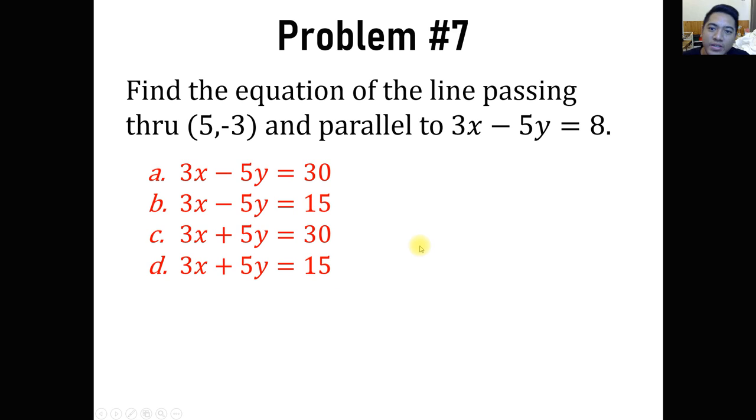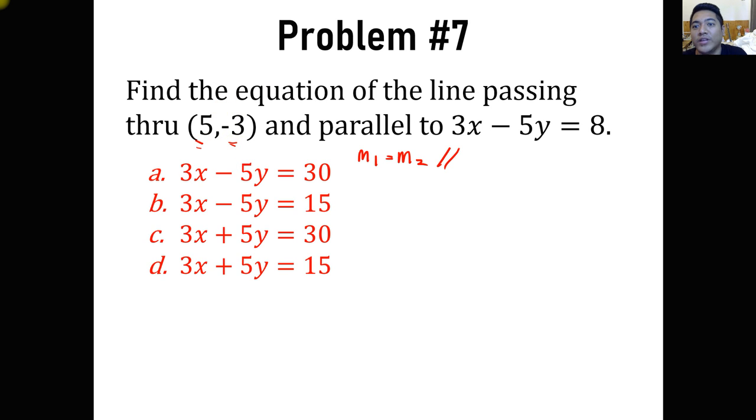So for problem number 7, find the equation of the line passing through (5, -3) and parallel to 3x minus 5y equals 8. If we have a parallel line, meaning they have the same slope, m sub 1 equals m sub 2 if they are parallel. And of course, we have a point here.